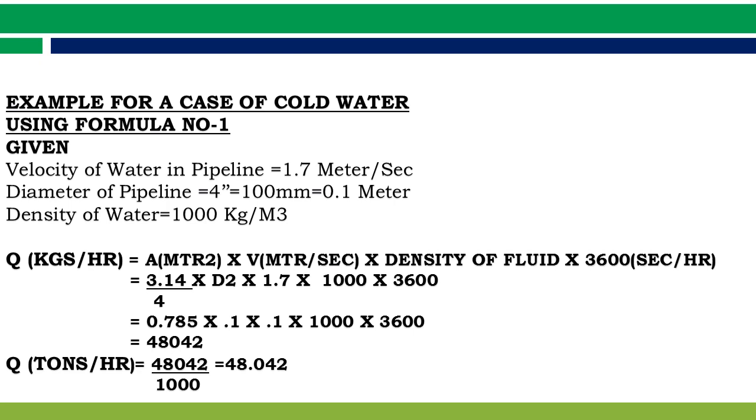A in meter square, V in meter per second, density of fluid, into 3600. That is 3.14 divided by 4 into d square, 0.1 into 0.1, multiplied by 1.7, multiplied by 1000 into 3600. That will come 48,042 kg per hour, divided by 1000. It will come 48.042 tons per hour.